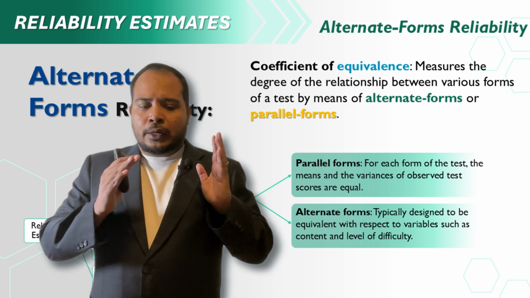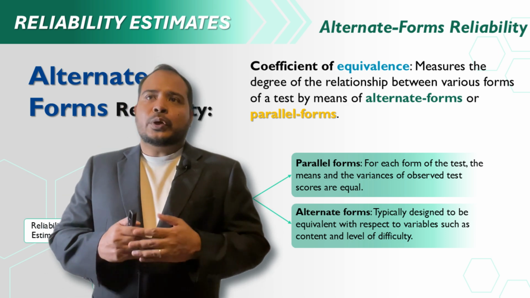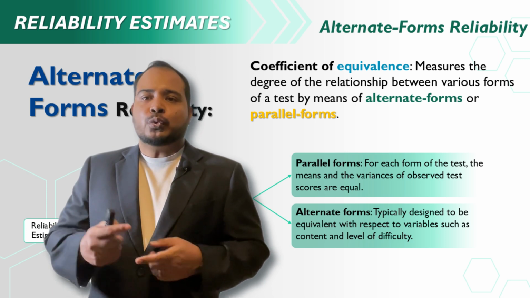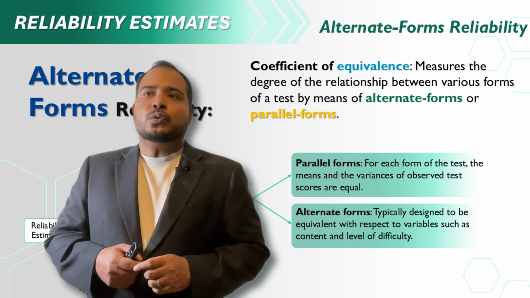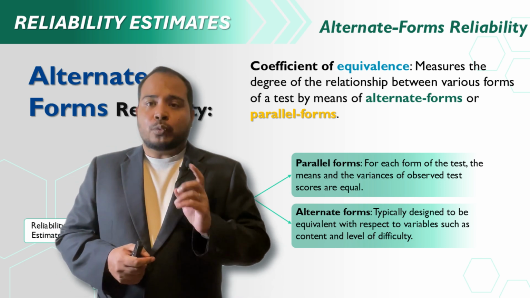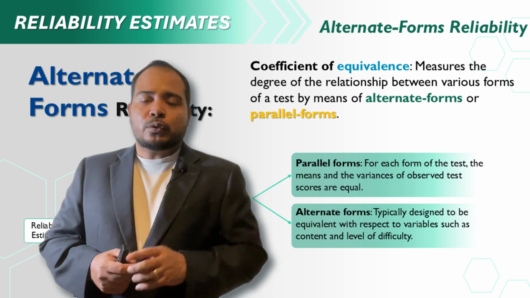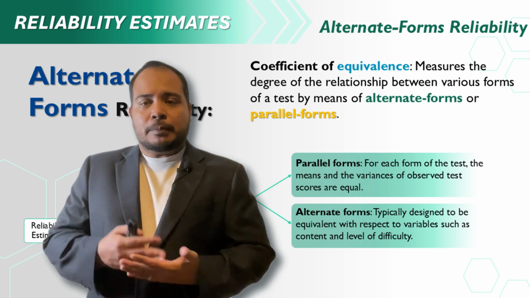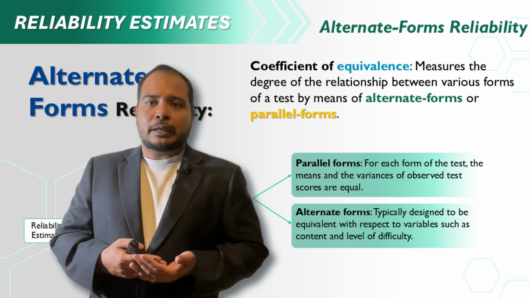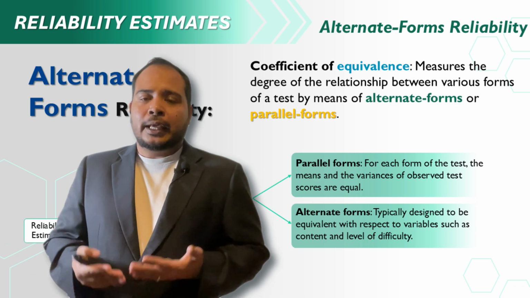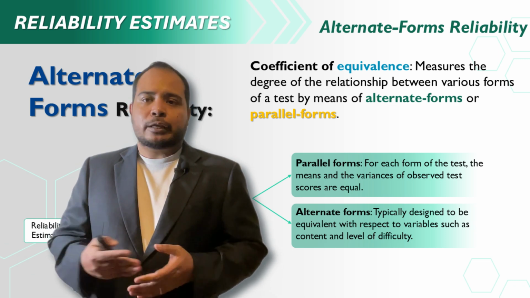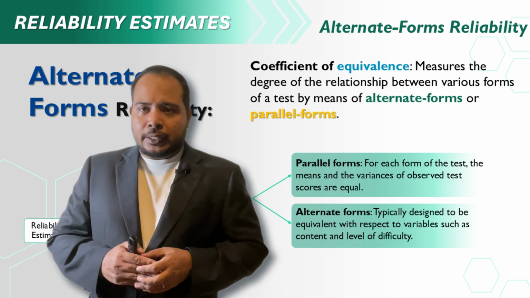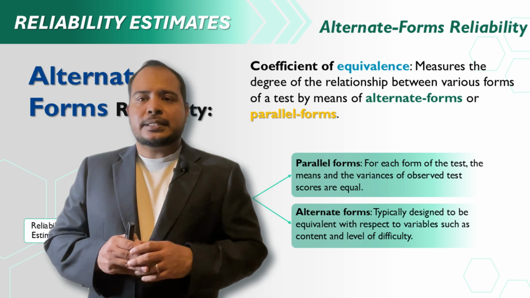For internal consistency reliability, we only need to have one form of the test. We don't have to have multiple forms. So we collect data only once, from one group of people, and we only have one form. That's why some people consider internal consistency reliability the easiest way to estimate the reliability of our measures. But for alternate forms reliability, we have to have at least two forms.